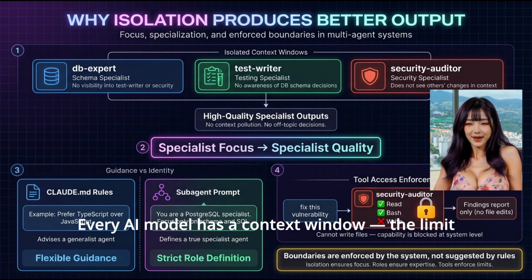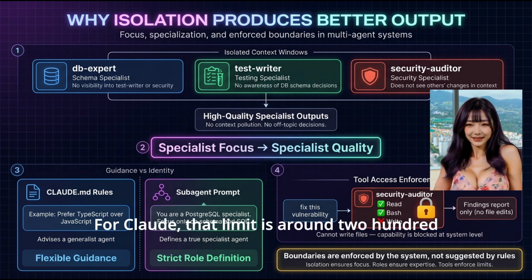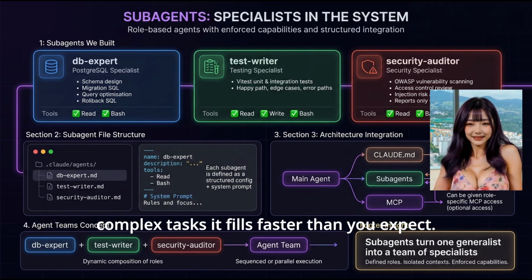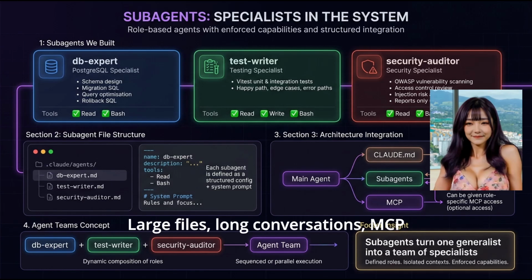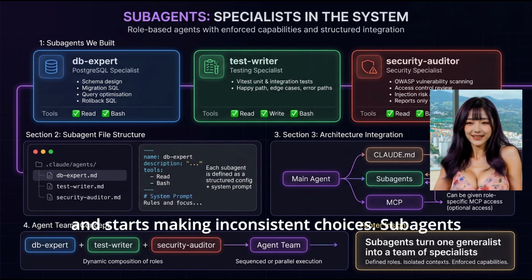Every AI model has a context window, the limit to how much it can hold in working memory at once. For Claude, that limit is around 200,000 tokens, which sounds large, but on real complex tasks it fills faster than you expect. Large files, long conversations, MCP responses, shell outputs, context gets consumed. When it fills, quality drops. Claude loses track of earlier decisions and starts making inconsistent choices.